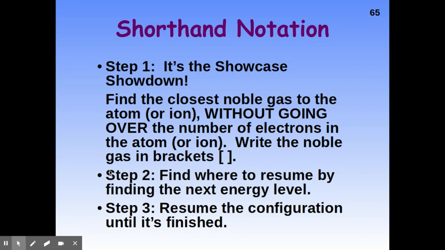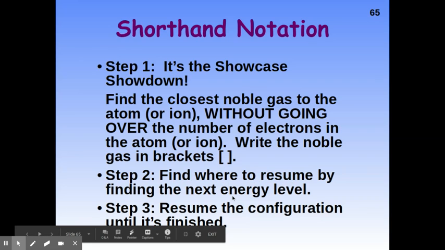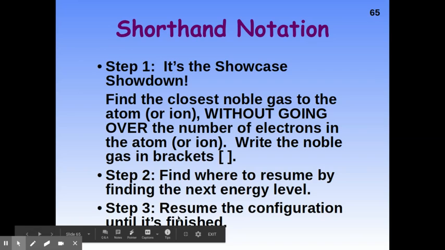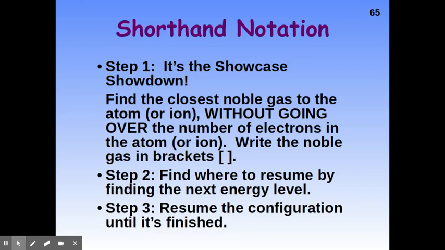You're going to put the noble gas in brackets. Okay, so that's going to be step 1: put the last noble gas in brackets. Step 2, pick up from there. So where are you going to resume on the next level? This is where the diagonal rule kind of leaves you stranded, and you're going to need that periodic table. And then step 3, resume the electron configuration until you are finished, until you hit whatever atom you're going to.